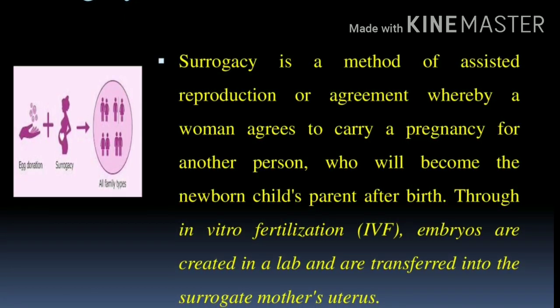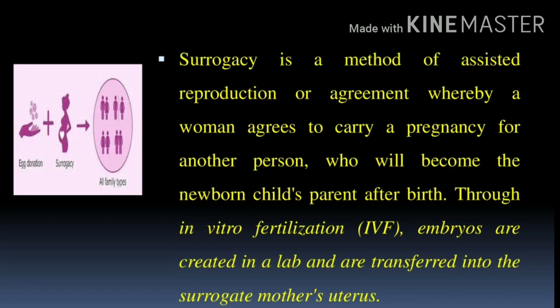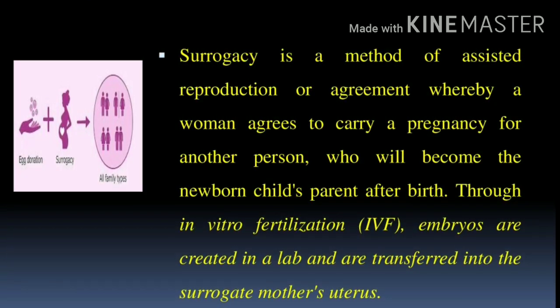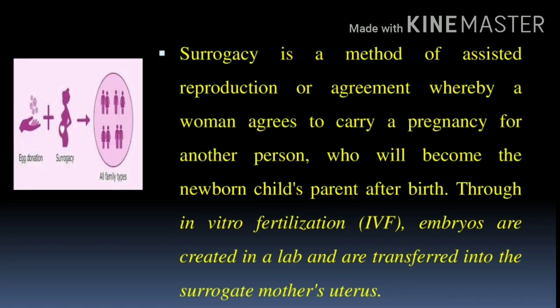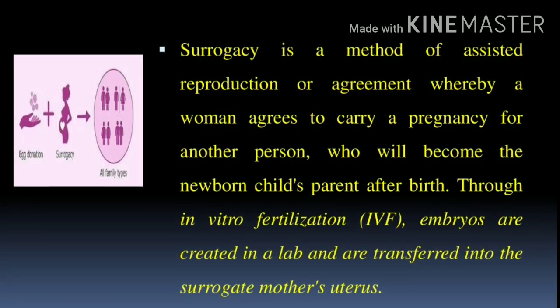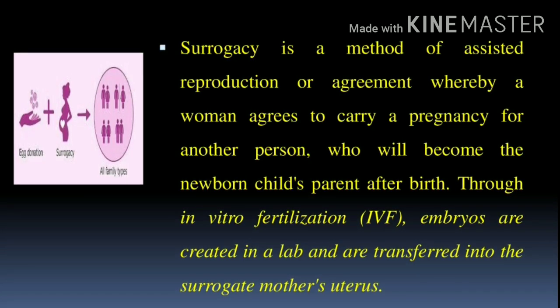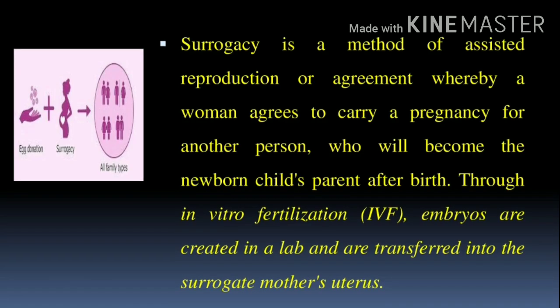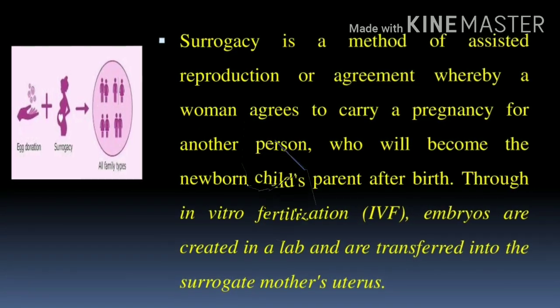That is the mutual agreement between a fertile mother and another, infertile mother. So the woman agrees to carry a pregnancy for another person. The woman carrying the in vitro fertilization embryos, which will be transferred into the surrogate mother's uterus.